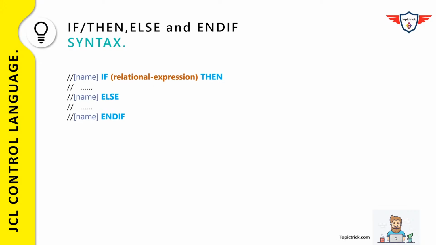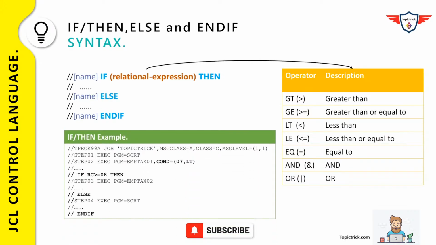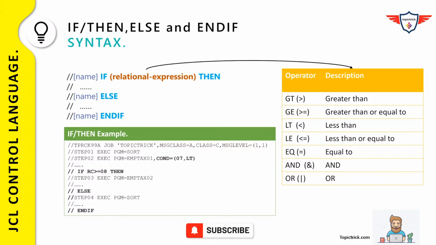Now let's look at a couple of examples so that you can understand how exactly you can use IF THEN ELSE statement to process job steps conditionally. So again, you have a table on the right hand side. This is basically the operators that you can use to specify your relational expression along with RC as the return code of the previous step. Now in the following example, which is outlined in table 2, I've used IF THEN ELSE statement to process job steps conditionally. So in this example, STEP03 is executed if any of the previous job steps has an issue or a return code greater than or equal to 8. Otherwise, STEP04 will be executed.